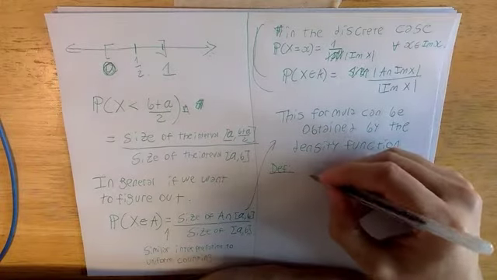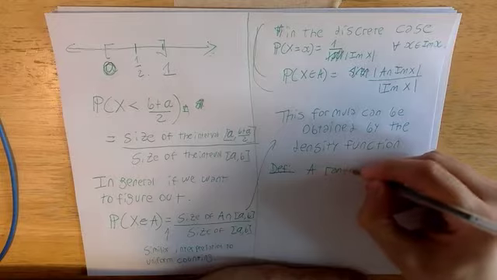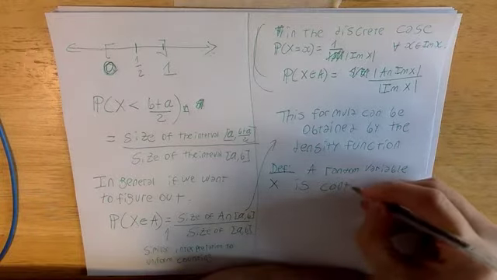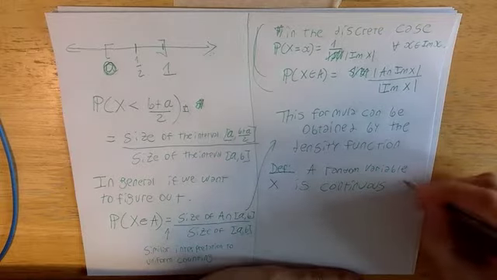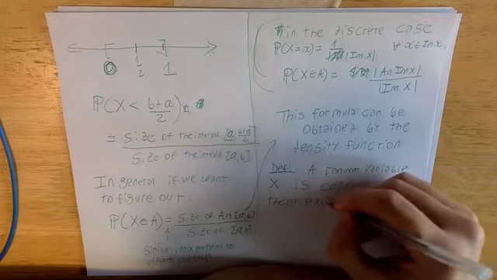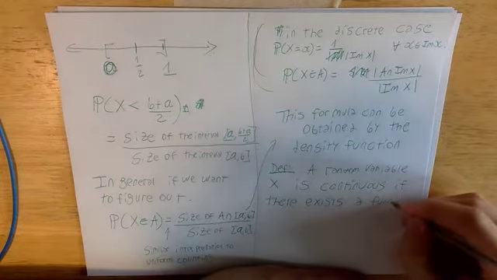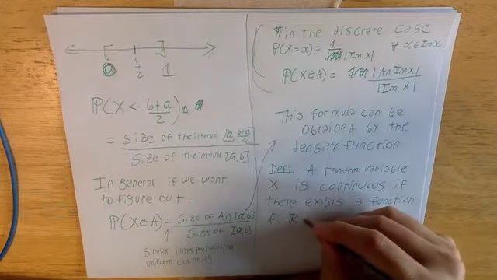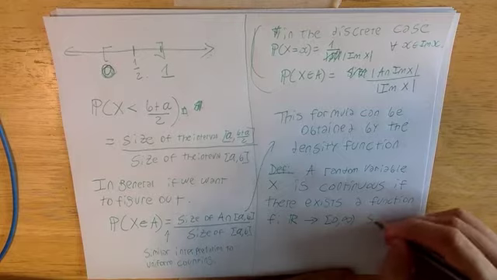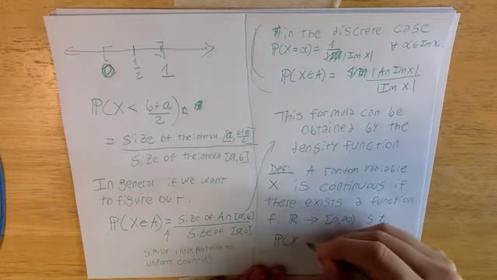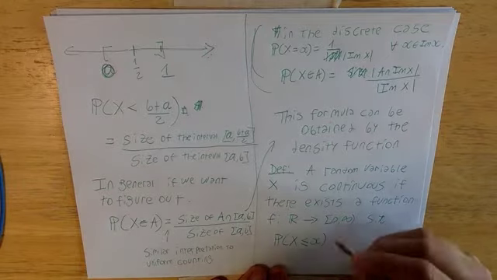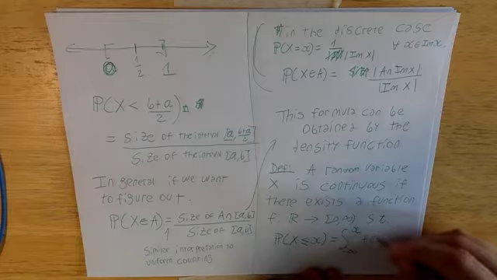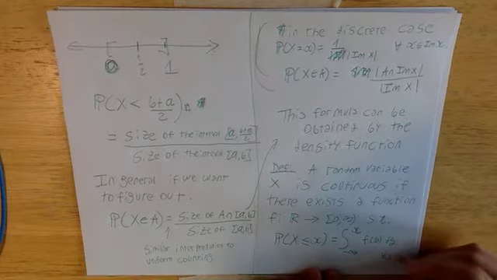Definition: a random variable x is continuous if there exists a function f from R to [0, infinity) such that the probability of x less or equal than x is exactly equal to the integral from minus infinity to x of f of y dy, and this is for every x in R.